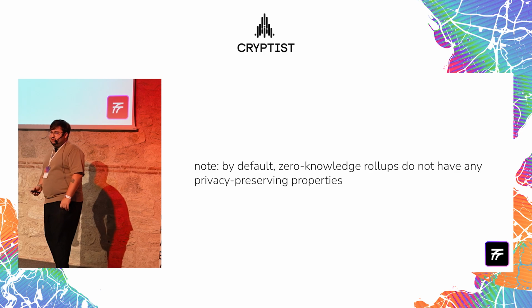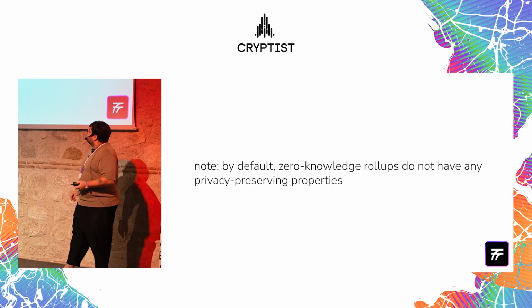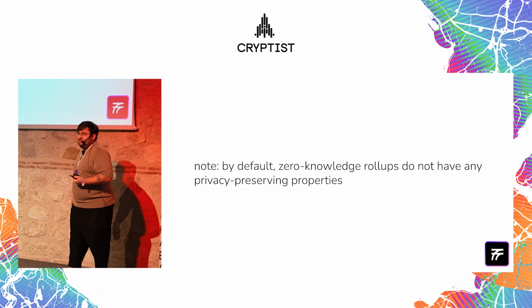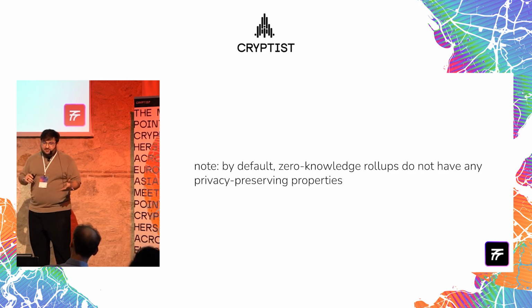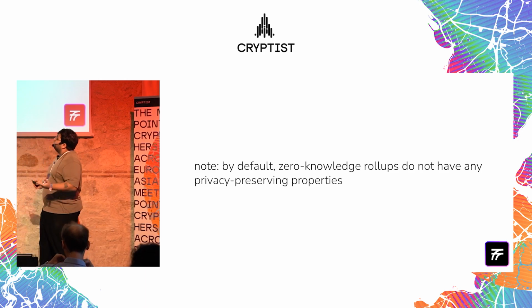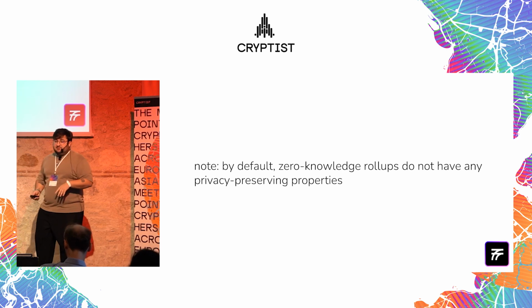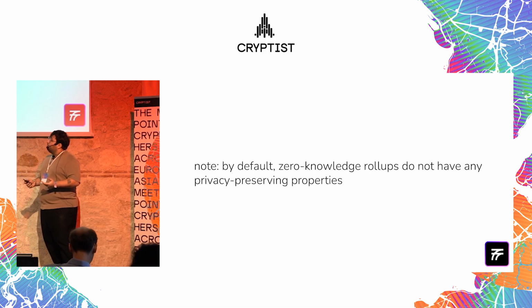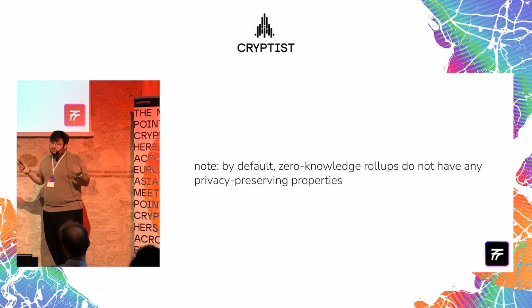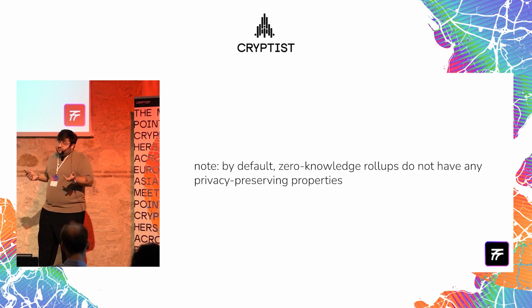Zero knowledge rollups do not have any privacy preserving properties. So it's one of the quirks about defining them as zero knowledge rollups, because people assume that, oh, there's some privacy there or whatever. There's actually none. They're actually just using zero knowledge proofs for the succinctness of the correctness enforcement mechanism. But you can technically construct a zero knowledge rollup that is privacy preserving.